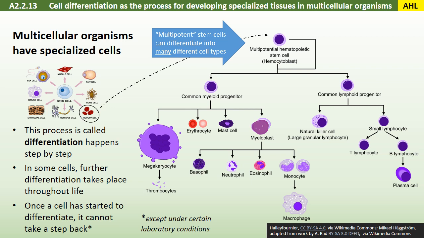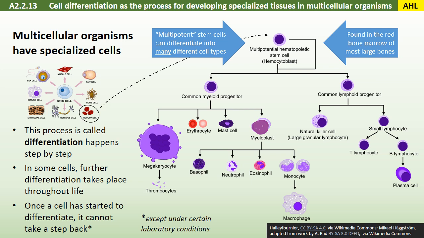At the top, you can see a multipotent stem cell that can differentiate into many different cell types. This multipotent stem cell is a hematopoietic stem cell. It means it can differentiate into any type of blood cell, but nothing else, not fat cells, bone cells, nervous cells. These stem cells are found in the red bone marrow of most large bones.